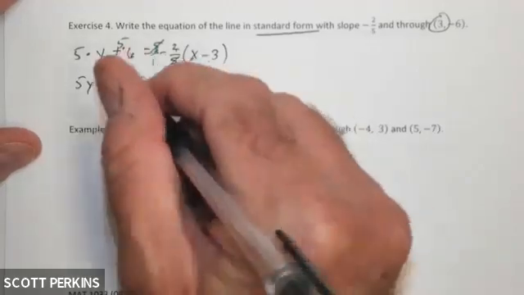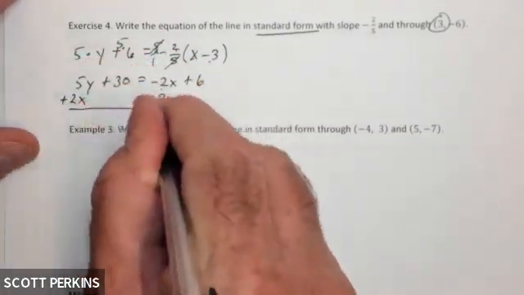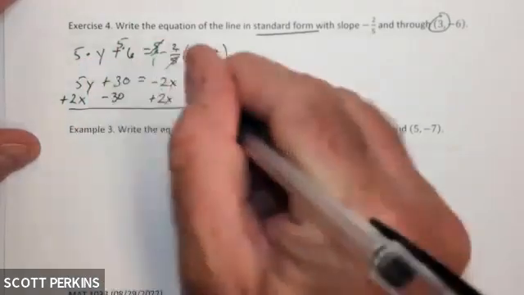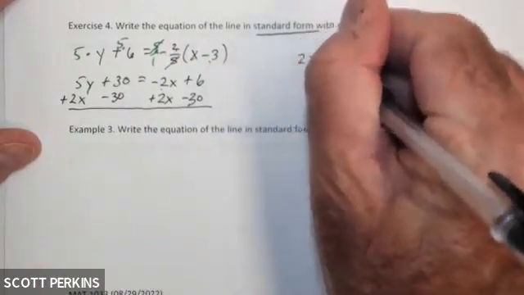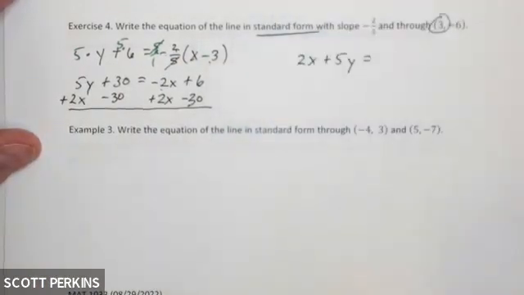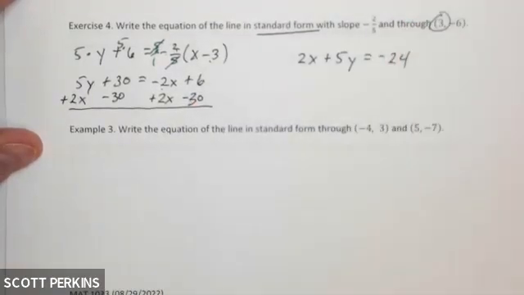All right, continuing, I'm going to now get all the x's on the same side, plus 2x to both sides. I'm going to bring that 30 over to the other side, like so. And so here's what we've got. We've got 2x plus 5y on the left. And then on the right, 6 minus 30 is -24. There we go.